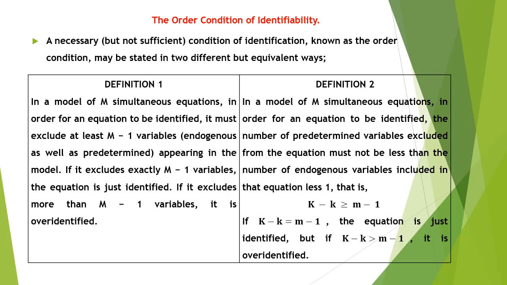The second definition is that in a model of M simultaneous equations, in order for an equation to be identified, the number of predetermined variables excluded from the equation must not be less than the number of endogenous variables included in that equation less 1. That is, K minus small k is greater than or equal to m minus 1. If K minus k equals m minus 1, the equation is just identified. But if K minus k is greater than m minus 1, it is over-identified.